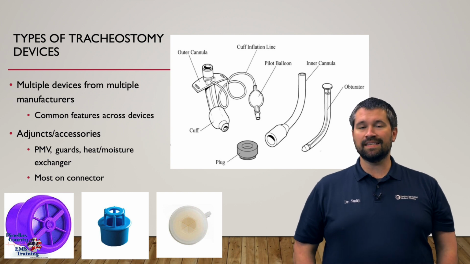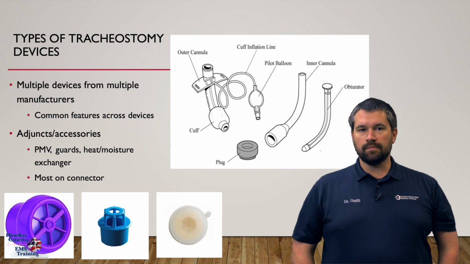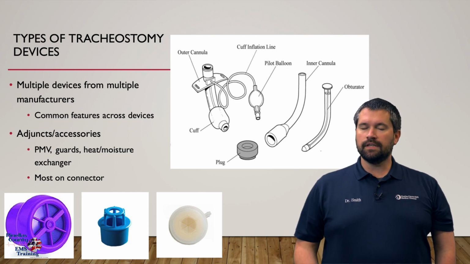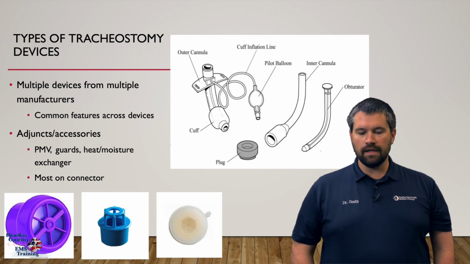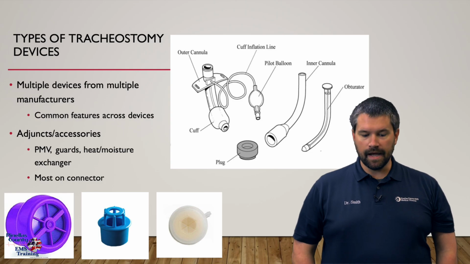There are also many accessories that go on these tracheostomies. They include passive Passy-Muir valves, the purple product that allows you to speak. They include guards that help to prevent dirt or other debris from entering the trachea, and they include heat and moisture exchangers to help to prevent the airway from drying out.